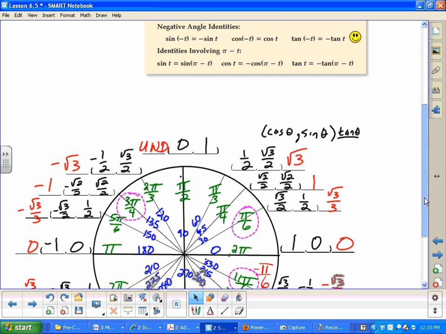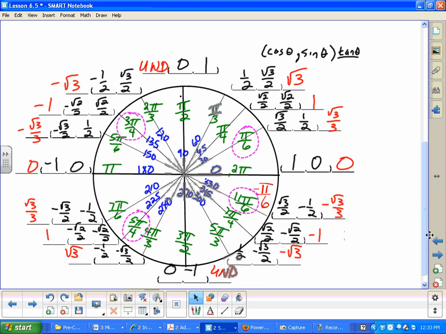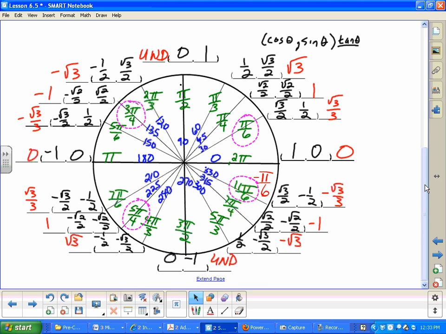Okay. Now, notice, if we go clockwise, the angles are negative, right? Okay, we go clockwise, the angles are negative. So if I start going around clockwise, 11 pi over 6 would be the same as negative pi over 6, because I went down negative pi over 6. Or it would be negative 30. Okay? If I went down to 270 or 3 pi over 2, that would be the same as negative 90 or negative pi over 2. It's just I'm going clockwise instead of counterclockwise.